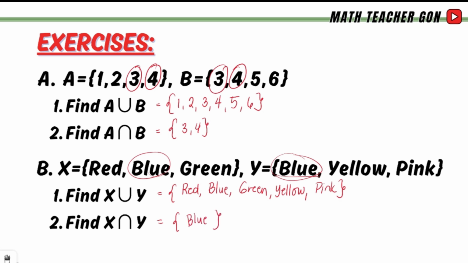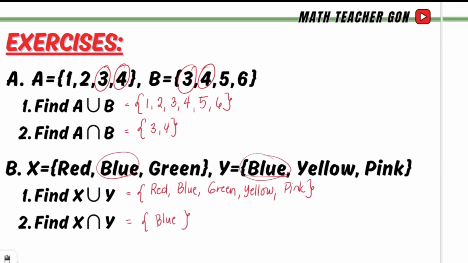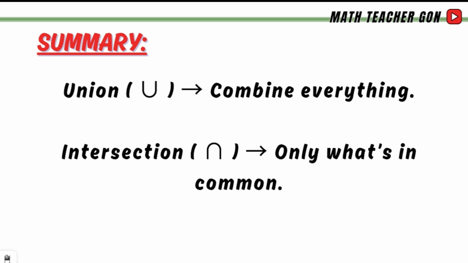Alright, so that's it for our union and intersection. Again, when you say union, denoted by letter U, you combine everything. And then for the intersection, denoted by the inverted U, only what's in common. Alright, so that's all for our union and intersections.